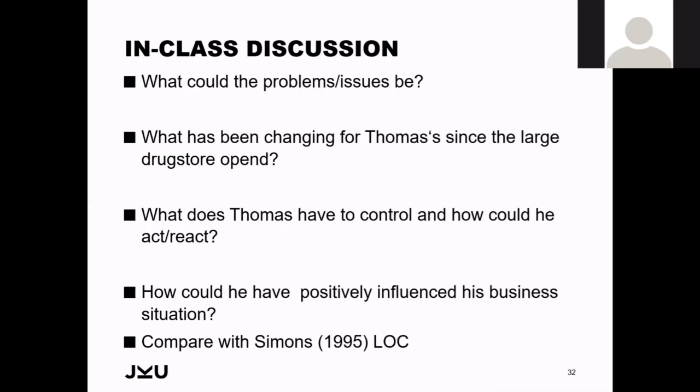What does Thomas have to control, and how could he act and react? And now that's particularly the question. We view management control systems as a package, and therefore we ought to answer that question in light of controls as a package. What does Thomas have to control? He would have to make sure that his staff, they're all family members, actually have the competencies they need to inform customers in a qualified way about different drugs, about different sicknesses, maybe even homeopathic medicine or any other treatment.